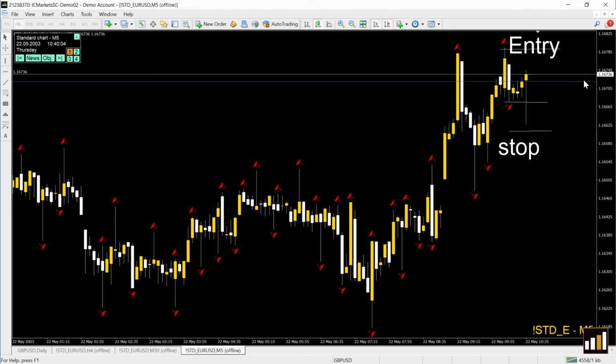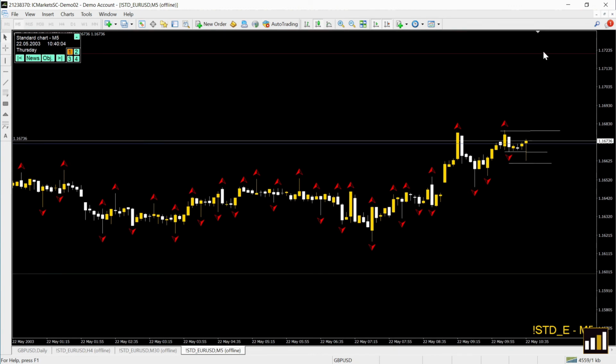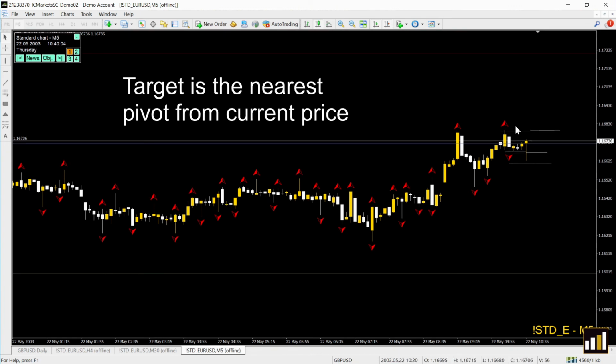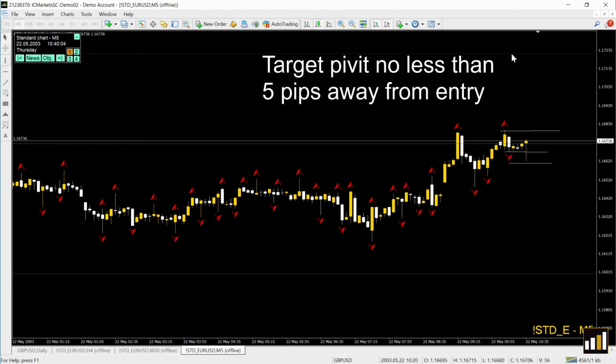So this is where we are now going to use our pivot points. So we had our pivot point, so this would be our target, the nearest pivot to price in the direction of our trade. That is how much we would like to take. If it's less than 5 pips, then we don't want to take that trade at all.